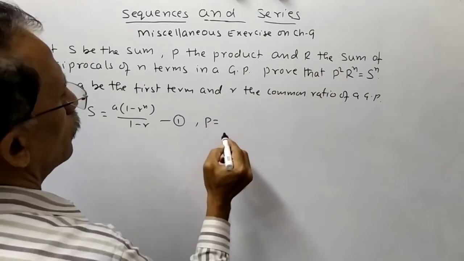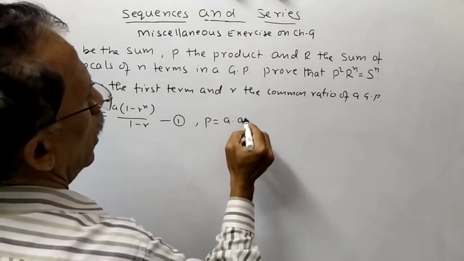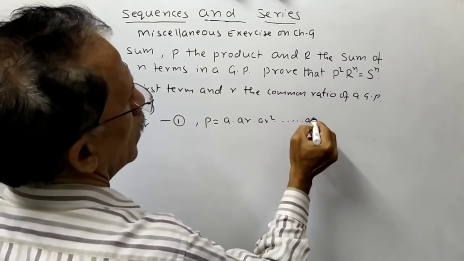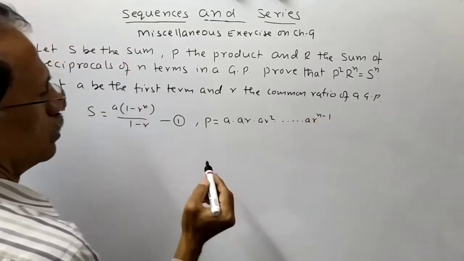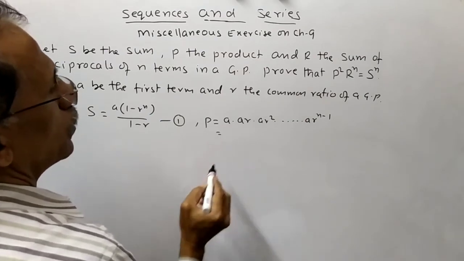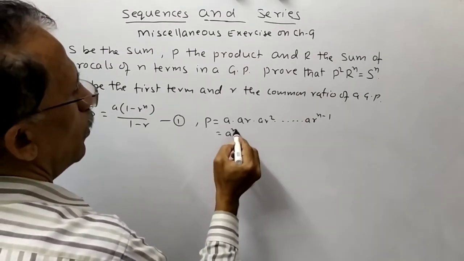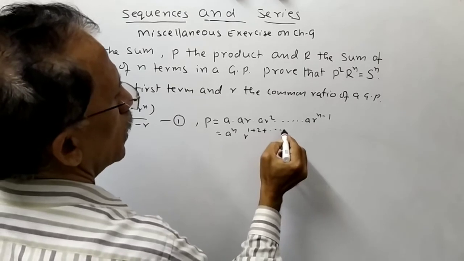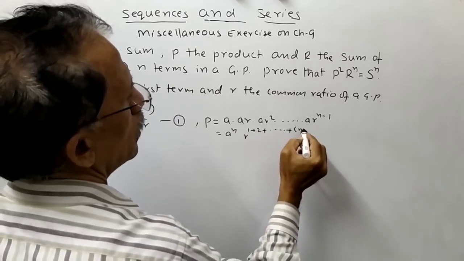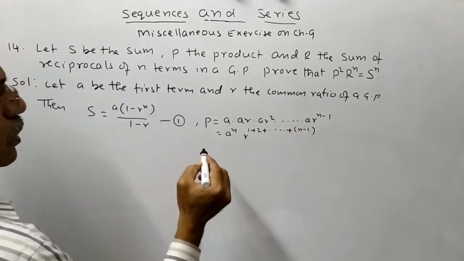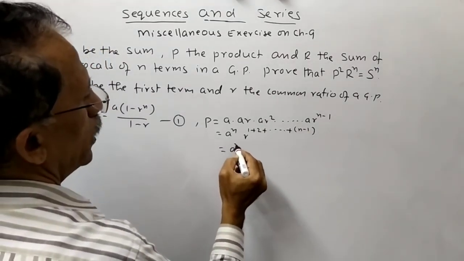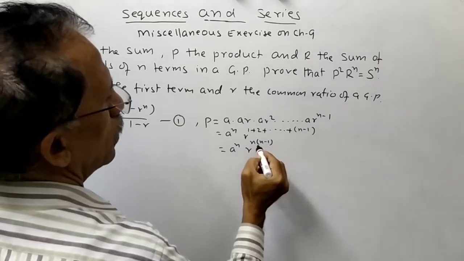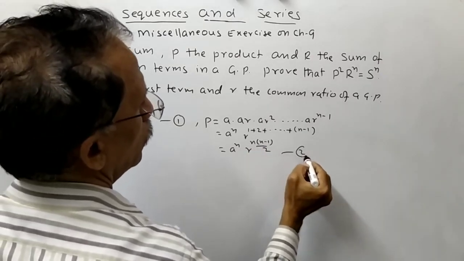P is equal to A into AR into AR square into ... into A into R raised to the power n minus 1, is equal to A raised to the power n into R raised to the power 1 plus 2 plus ... plus n minus 1, is equal to A raised to the power n into R raised to the power n into n minus 1 divided by 2. Say number 2.